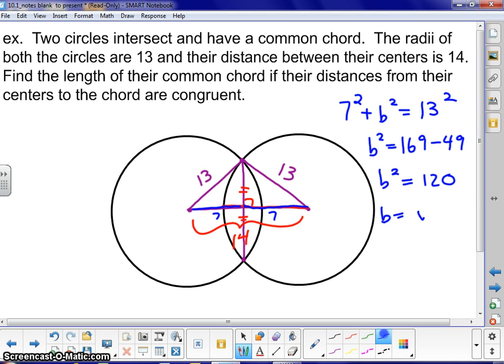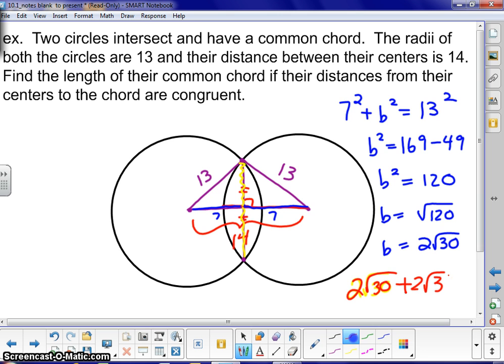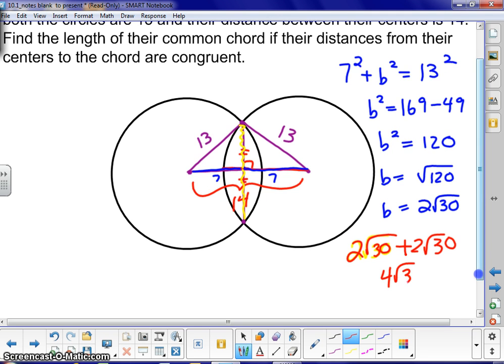And as always, we want to put this in simplified radical form. And you get 2 radical 30. Okay, so when you get 2 radical 30, what we have just found is this length right here. So if that's 2 radical 30, then we're going to have both of them added together. So taking both of those, and I know you can't see that very well, 2 radical 30 plus 2 radical 30 for a total of 4 radical 30. And that would be the length of the common chord.